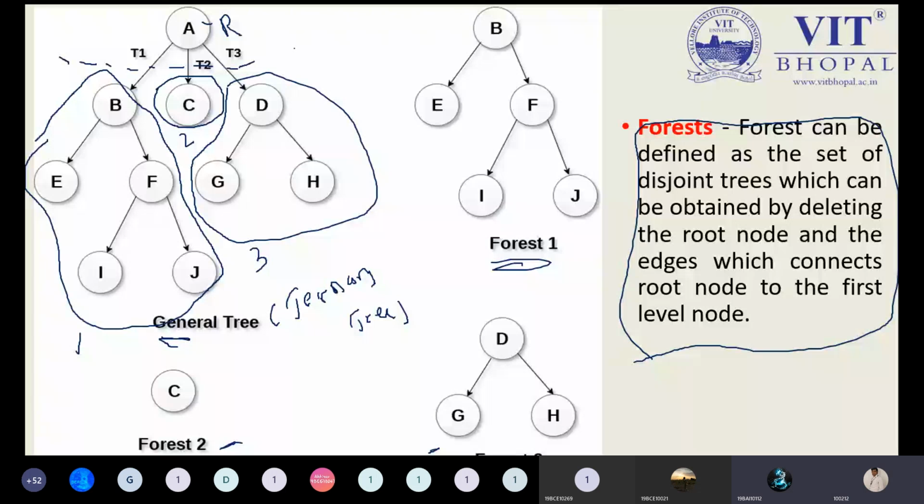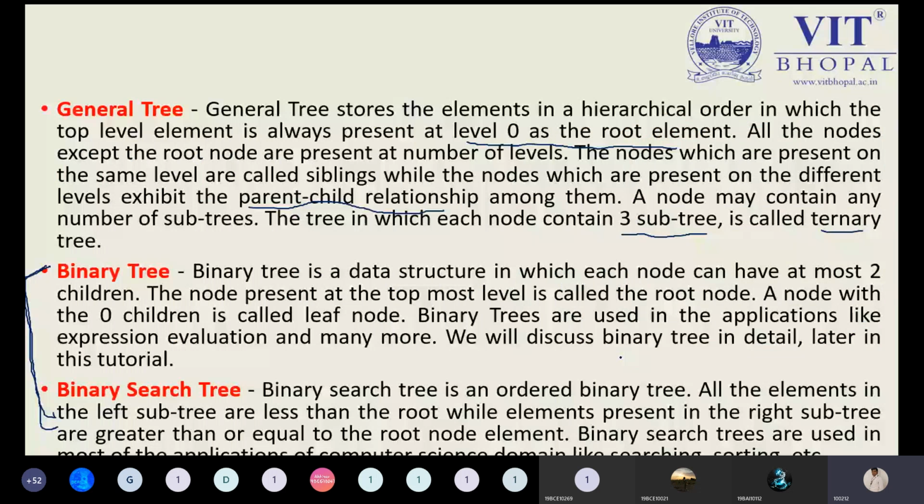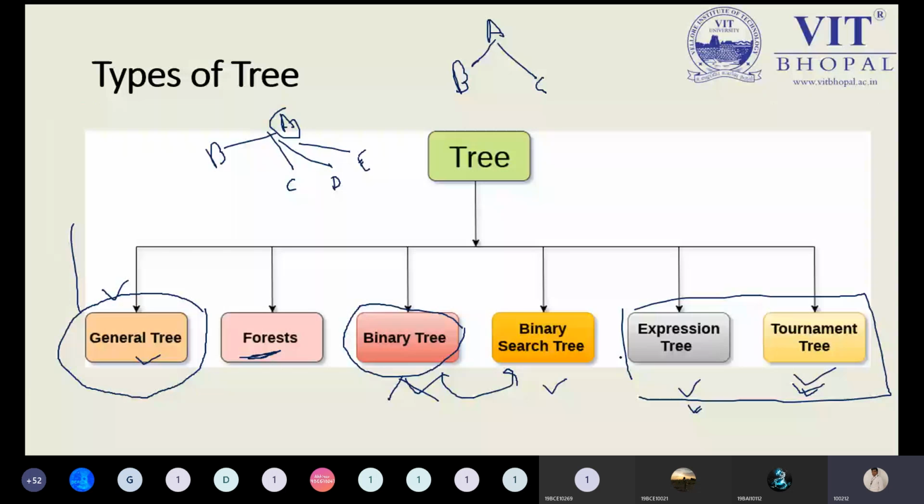So clear, sir. Is forest clear? Okay, now forest is clear too. Theoretically, binary and manifest tree I'm skipping right now because we will see this part in a deeper manner. So general tree is clear to all. What do you mean by the general tree? A general tree can have more than two subtrees.